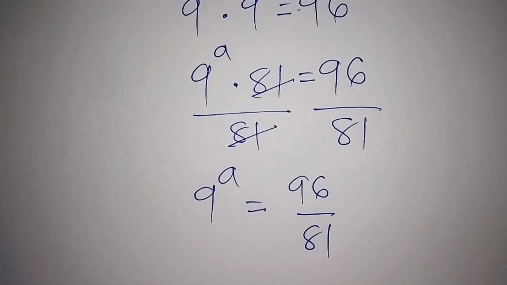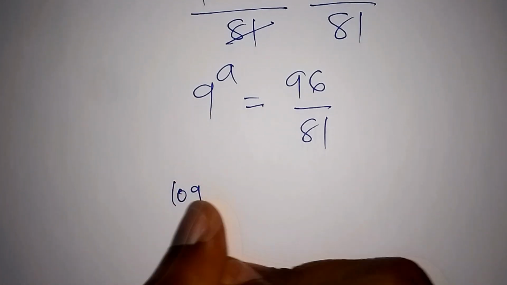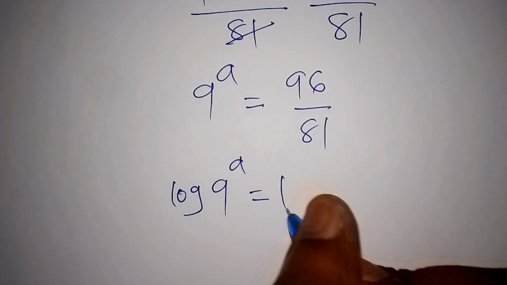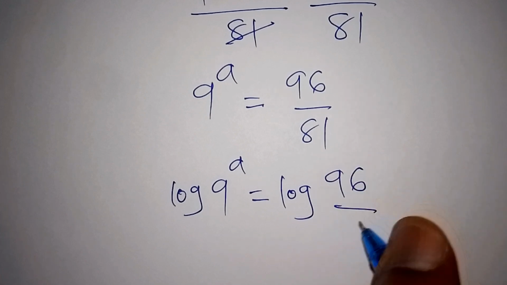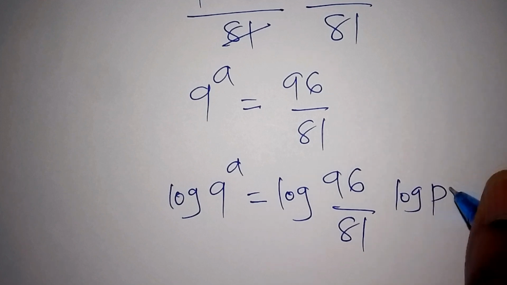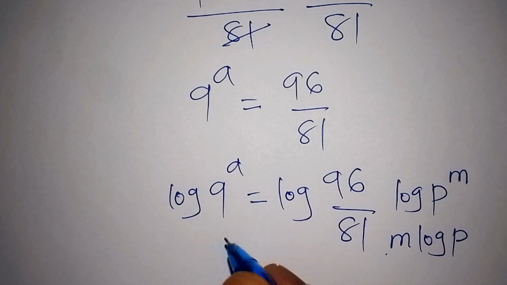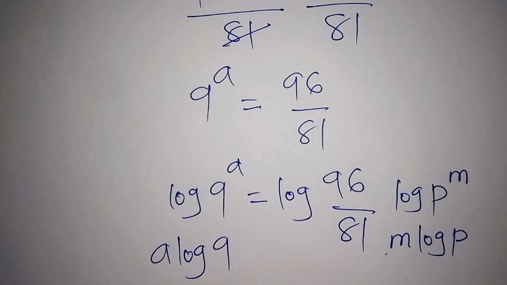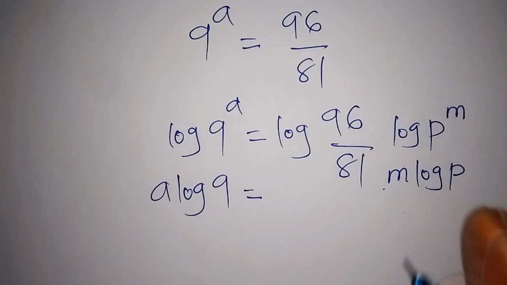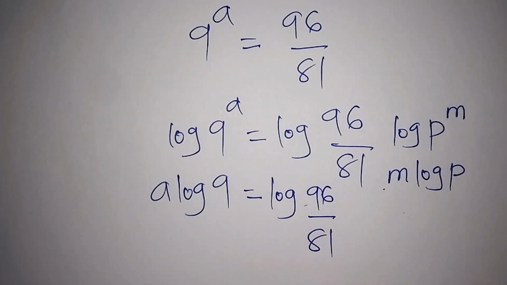Now, how do you work out the value for a? The best thing now is to introduce the log on both sides. So we shall have the log of 9 to the power of a is equal to the log of 96 over 81. Assuming that we have the log of p to the power of m, this can also be written as m times the log of p. So log 9 to the power of a can be written as a times the log of 9, is equal to the log of 96 over 81.